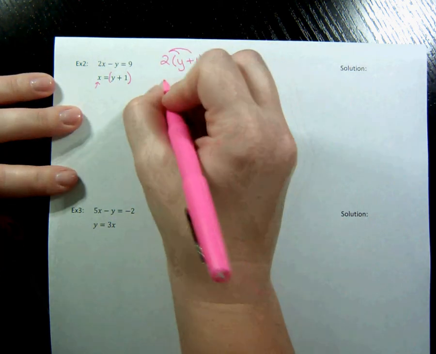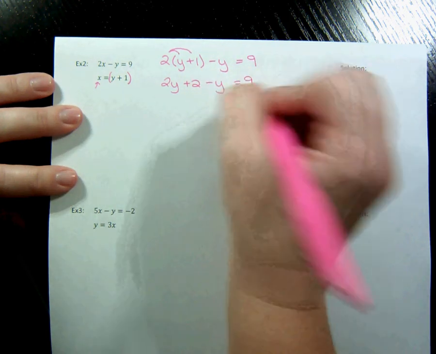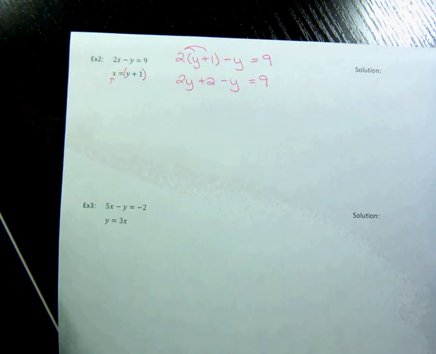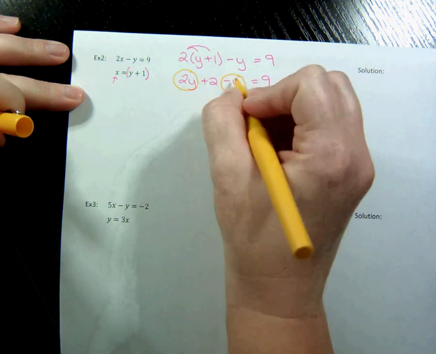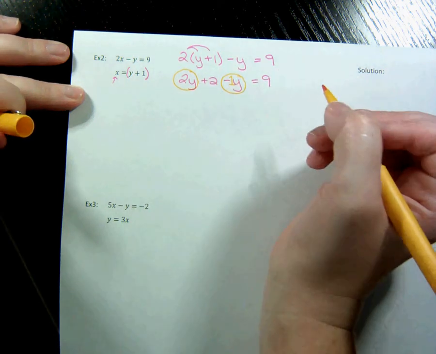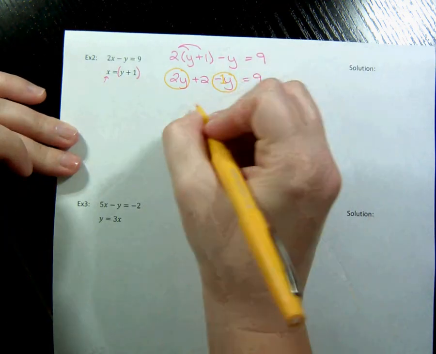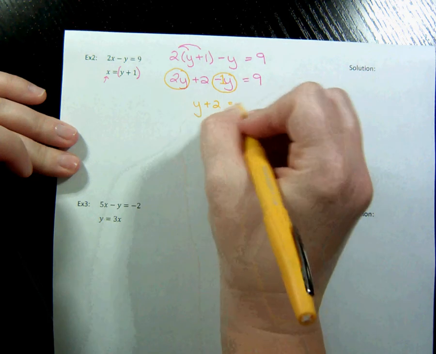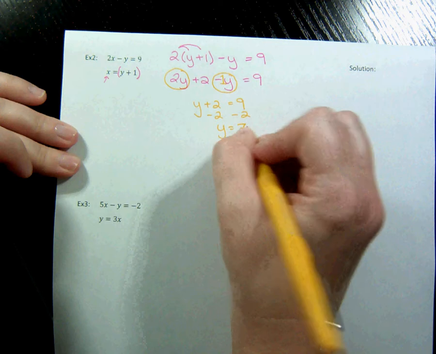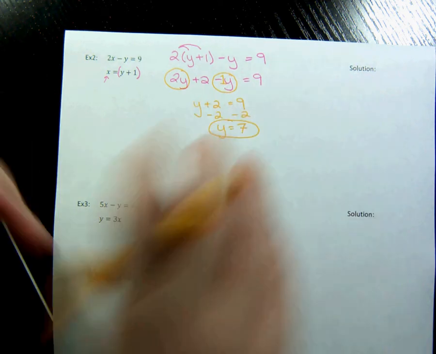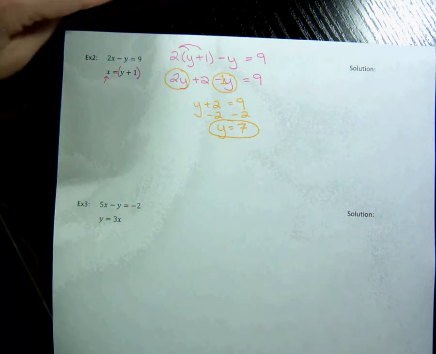Then you distribute your 2, so you have 2y plus 2 minus y equals 9. And we're using our solving skills. From here, we'll combine like terms. 2y minus y, if you want to put that 1, that can help you so you can see it. That's just going to give you y, 1y, plus 2 equals 9. So then we subtract 2, and y equals 7. That's one answer. We're only a little over halfway done, but that's only half of your answer.